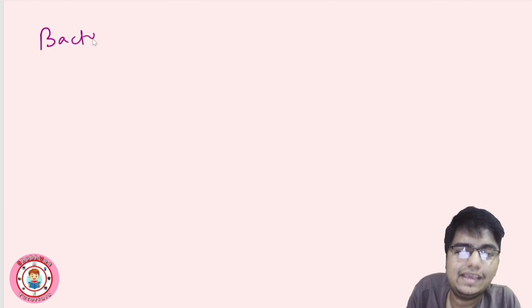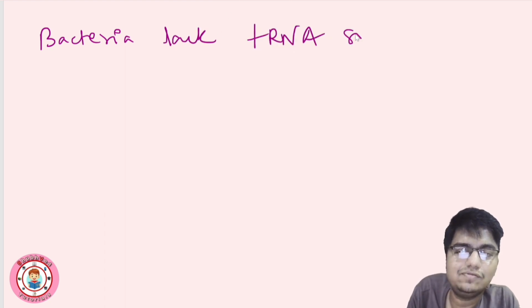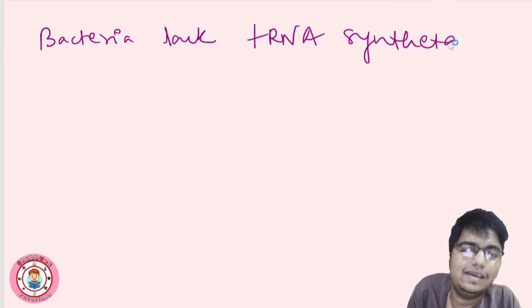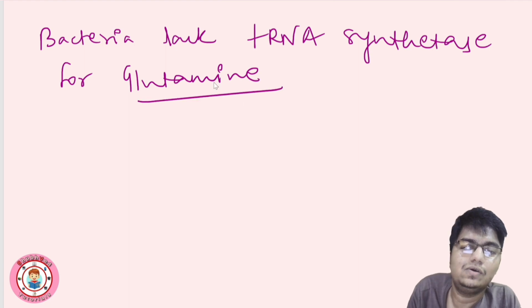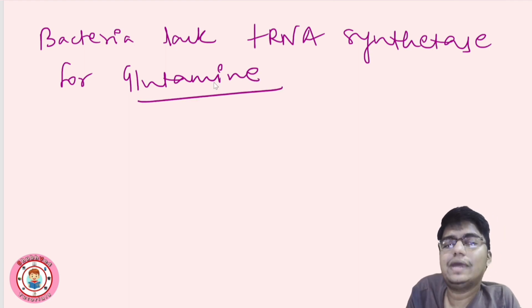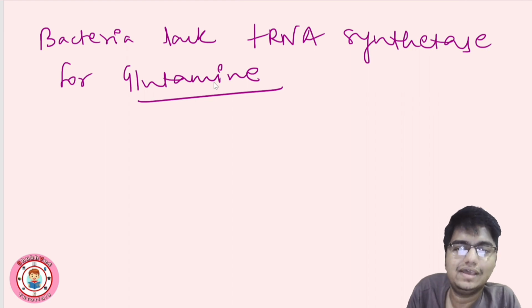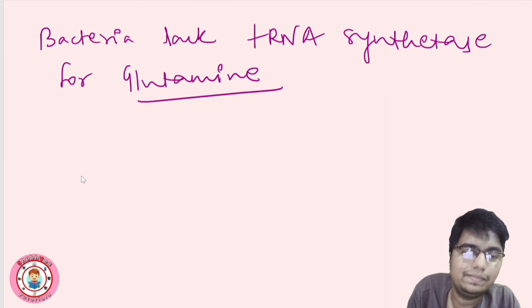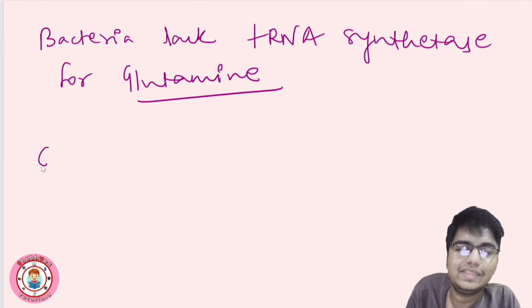बैक्टीरिया लैक tRNA सिंथेटेज फॉर ग्लूटामिन. ओके, ये भी एक इम्पोर्टेंट बात है. वी नो ग्लूटामिन इज अमीनो एसिड. सो बैक्टीरिया में ऐसा tRNA सिंथेटेज नहीं है जो ग्लूटामिन को ऐड करेगा, राइट? tRNA सिंथेटेज लैकिंग फॉर ग्लूटामिन. सो यहाँ पे क्या होता है, ग्लूटामेट इज एडेड फर्स्ट.